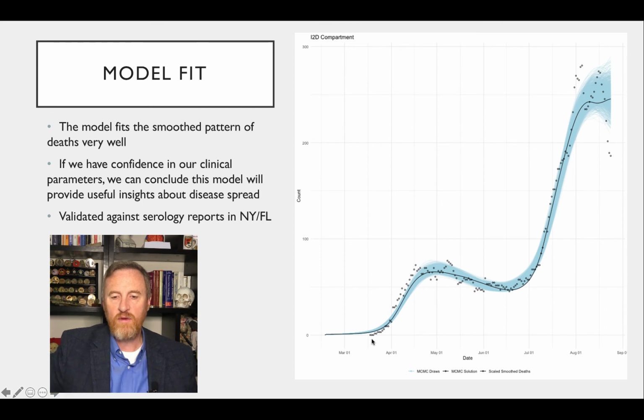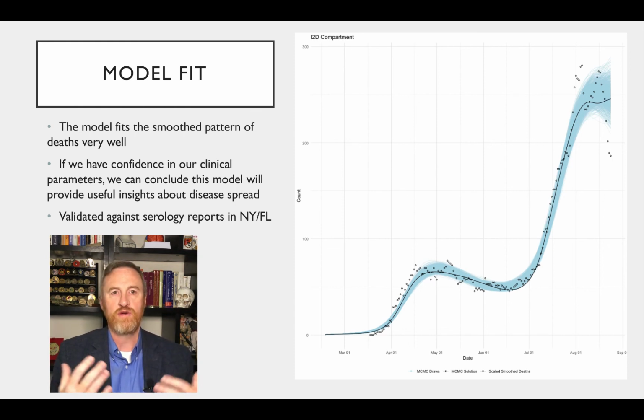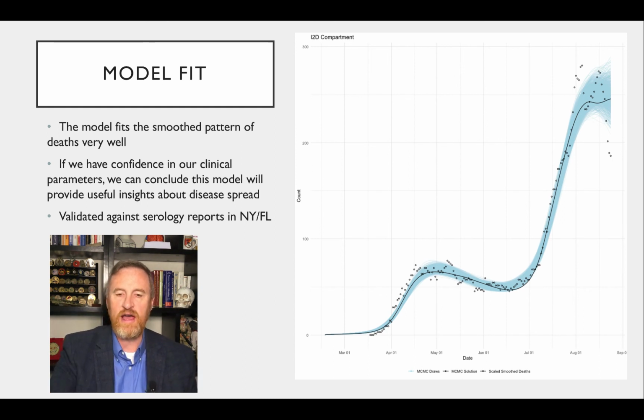Now, the nice thing we've also done is we validated these model fits against serology reports. These are random samples of the population, and they're tested for antibodies. And so because it's a random sample, we can infer from that what is the true number of people that have been infected with the disease. Now, of course, that might still underreport because you have several people that are asymptomatic and they don't choose to go and get testing, and there's a number of reasons why that's still undercounted.